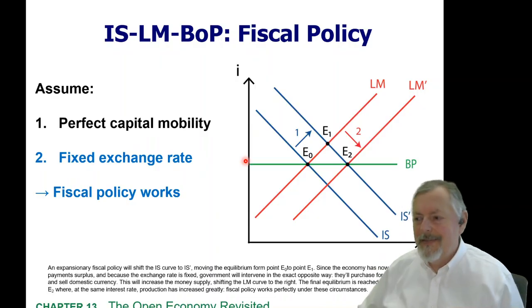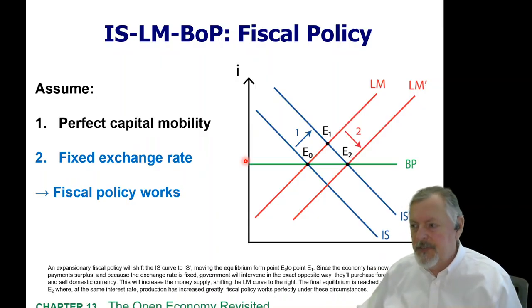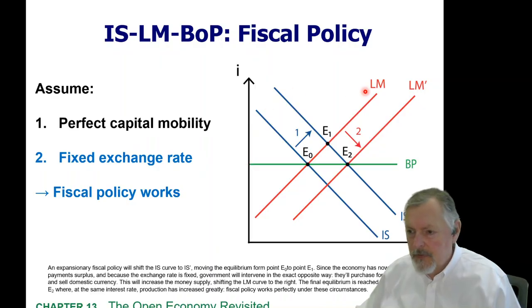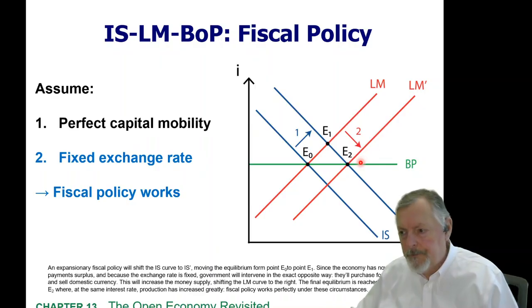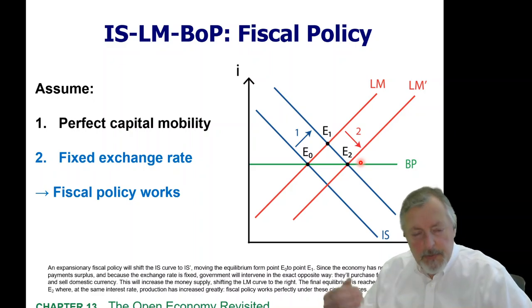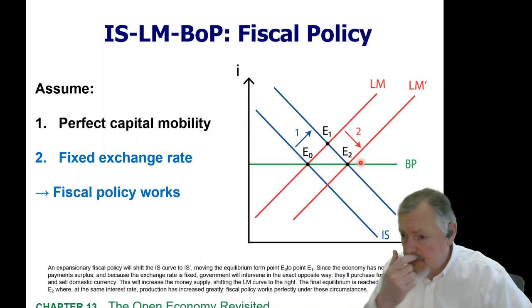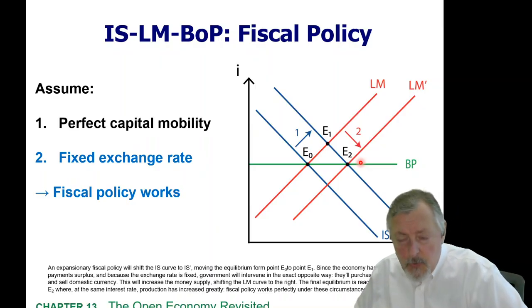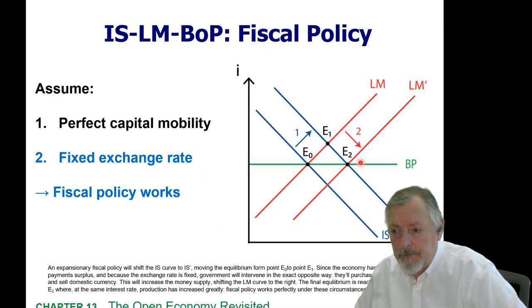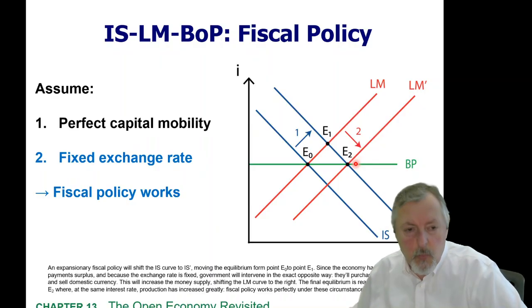But now the central bank is dumping dollars into the markets. It's increasing the money supply and shifting the LM curve from LM to LM prime. This moves us to equilibrium point E2. The price of the currency falls and the economy gets larger, even larger, because as the currency price comes down, net exports will increase. So if you have a fixed exchange rate, fiscal policy will work.